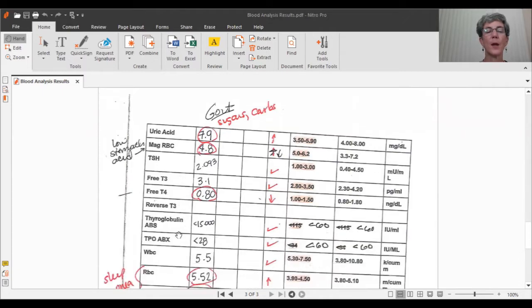Your thyroglobulin and your TPO antibodies are antibodies against the thyroid. So this is a marker for autoimmune disease of the thyroid. And we check this because it's so very common in our population today. This person has no issues with that.